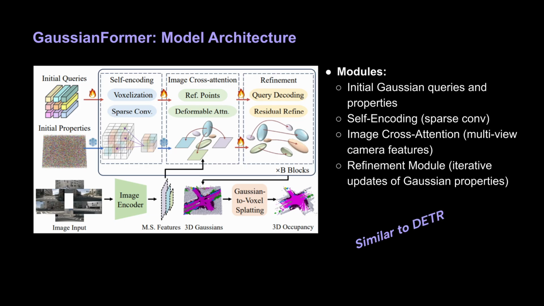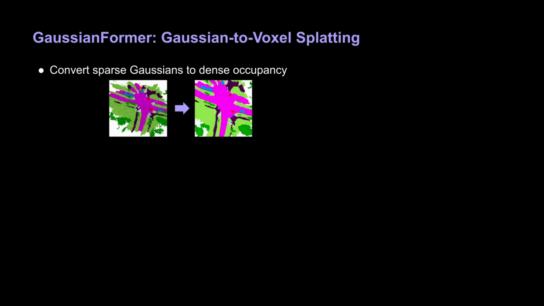To recap, the system starts with a fixed number of these Gaussian queries, which can be considered as candidate embeddings, and iteratively refines them, attending to multi-view images and updating their latent representations. After each iteration of refinement, each candidate is decoded into a set of Gaussian properties. Of course, let's not forget that we still need one last step to convert the 3D Gaussians into 3D occupancy. This step is called Gaussian to voxel splatting.